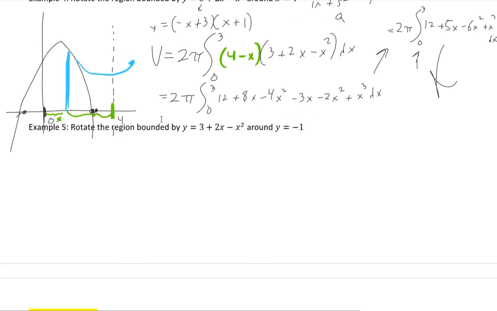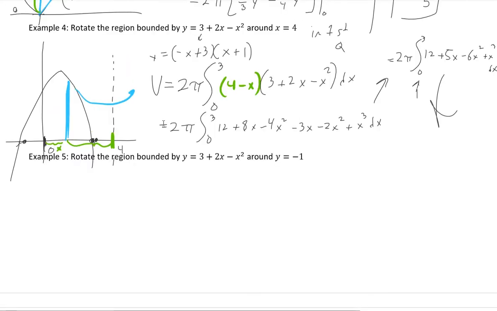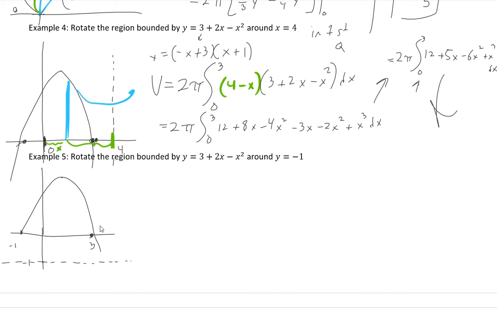Last one, for example 5, we have the same region, and again, I'm only going to consider it in the first quadrant, so from 0 to 3. And in this case, we're going to rotate it around y equals -1. So if I have the same function, from -1 up to 3 is where it intersects, like that. What we're going to try to do is rotate that around y equals -1. So we're going to rotate it around this axis.